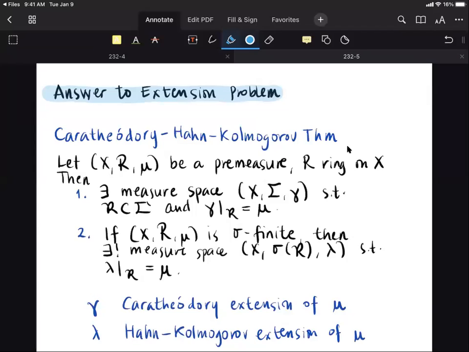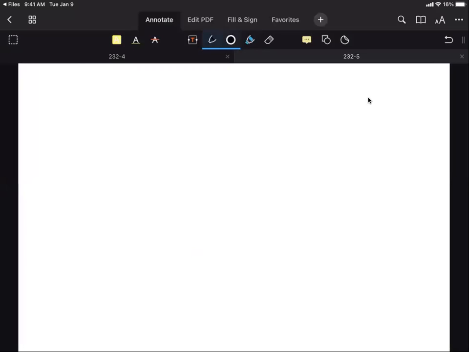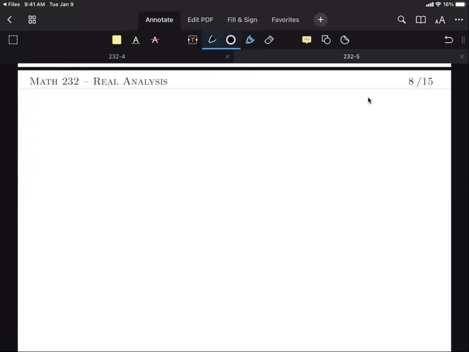Is it possible to find an extension? Yes. And is it unique? Yes, provided that our starting pre-measure space is sigma finite. So in this part, let us summarize what we have discussed so far.